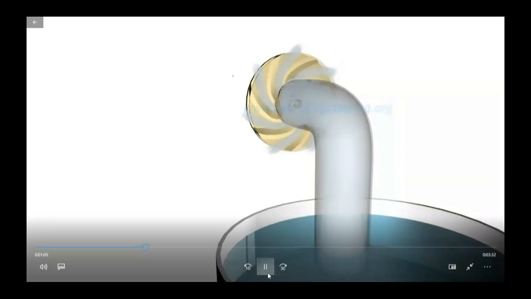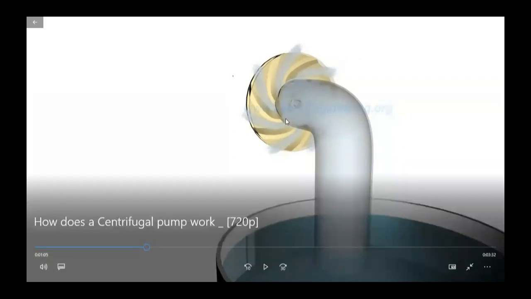So this is the pressure side here. And the other side, from where it is going out, the outlet of the pump, is the pressure side, and this is the suction side.